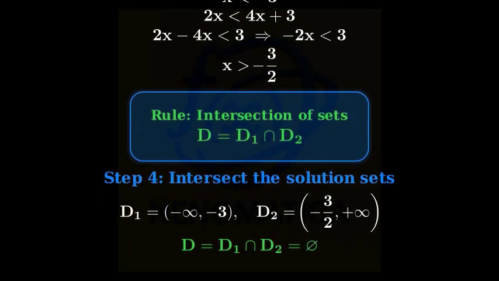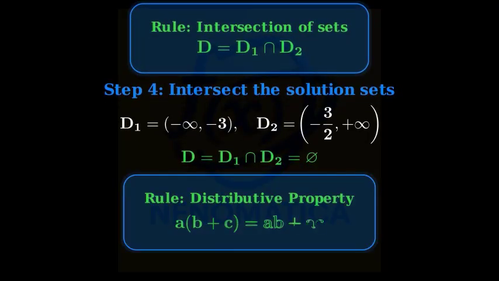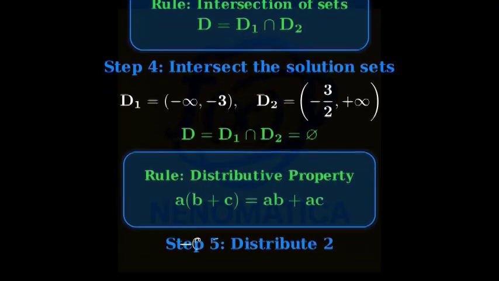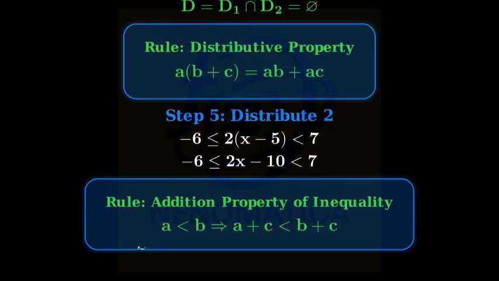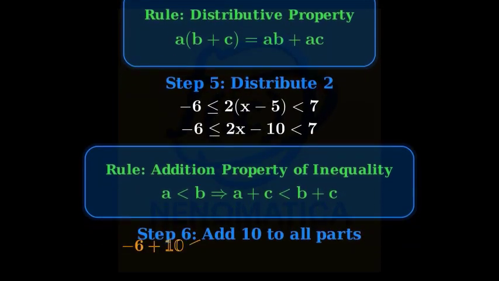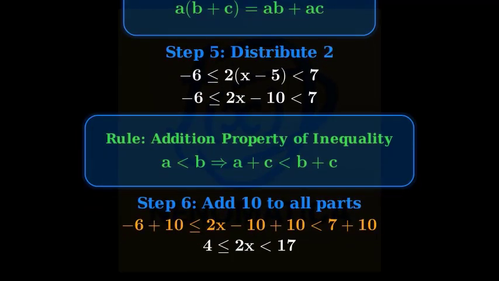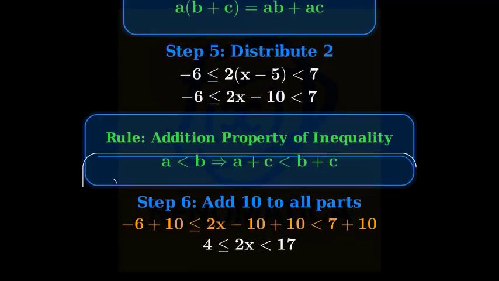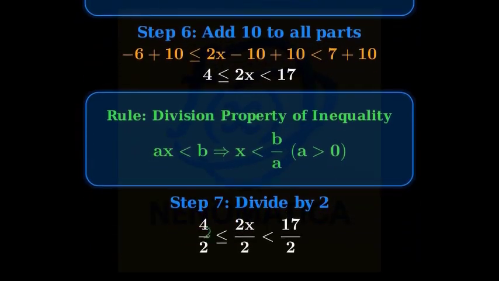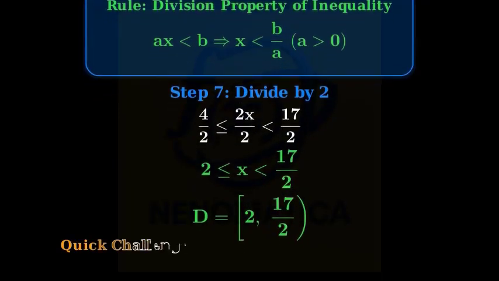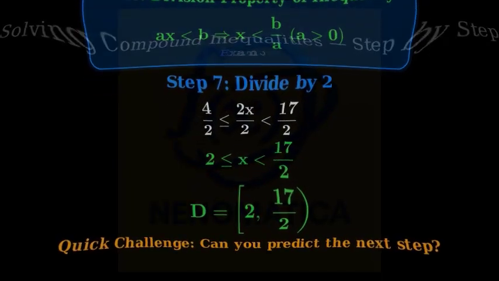Now we solve the second inequality exactly as in the image. Step 5. Distribute 2 across parentheses. Step 6. Add 10 to every part of the inequality. Step 7. Divide all parts by 2. Quick challenge. Could you predict each step before it appeared?